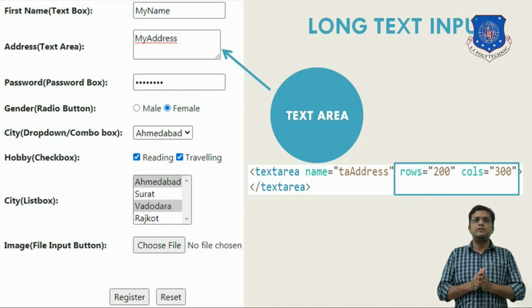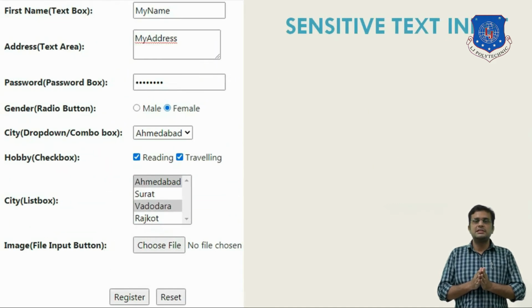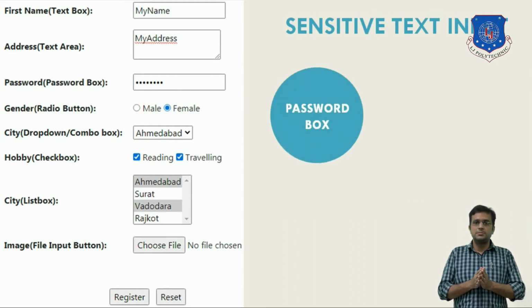Third category of text input is sensitive text input. Sometimes we have to accept data from the user which is sensitive, like a password or PIN number. In such cases, we can create a form element called password box. The special feature of a password box is that the text entered in it is not visible.